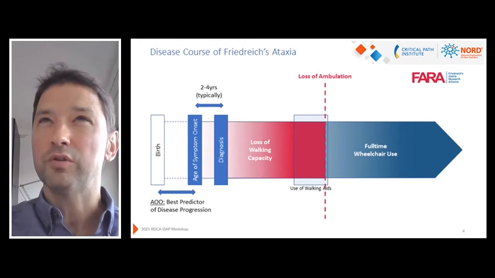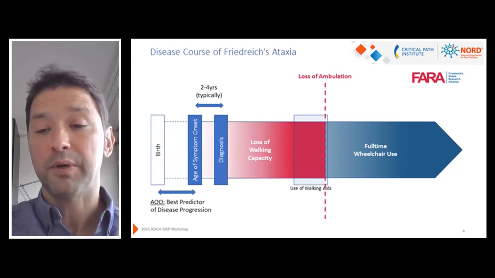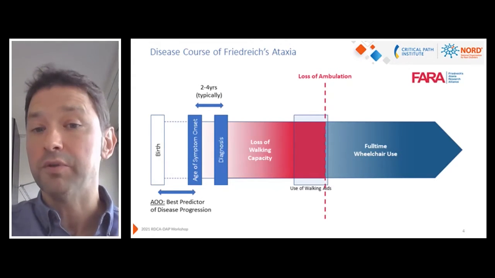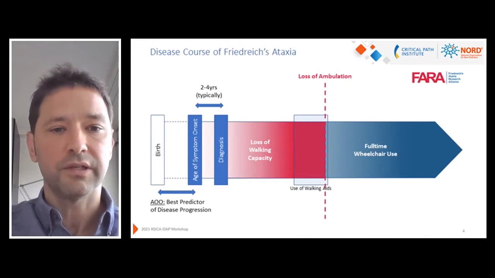Now, it's important to note that many of the measures that are used today focus on walking and balance and gait, but about 50% of the overall population of people living with FA is actually non-ambulatory. So it's very important to also develop measures on this side.